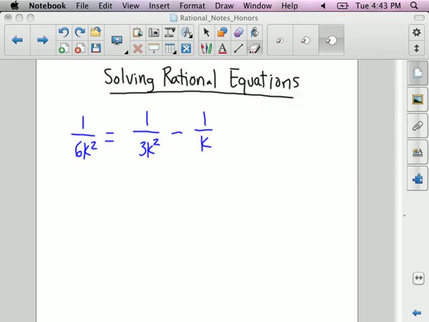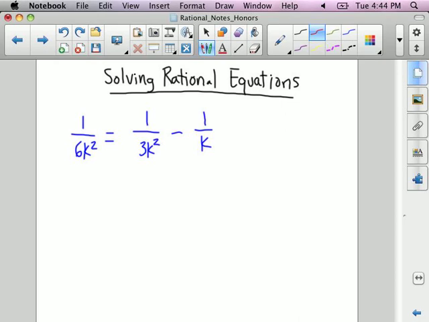So at this point in time, we've learned how to do a bunch of different things with rational expressions involving variables. We've learned how to simplify, multiply, divide, add, subtract. But we've never really had a situation where we had an equal sign involved with a problem like this. So now we're not only simplifying, we're going to be solving an equation involving rational expressions.